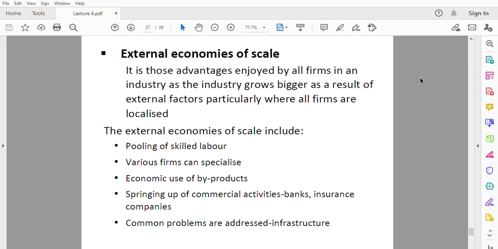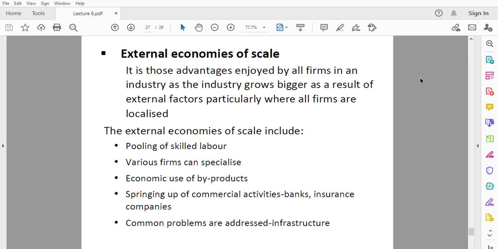What do you think? If you are in an area where there are so many firms producing the same, you are part of the firms producing almost the same or similar products, you don't need to go around looking for skilled labor. Skilled labor will gather themselves and you have them available to work. Another thing is the various firms in the industry can specialize, and there is higher production in specialization.